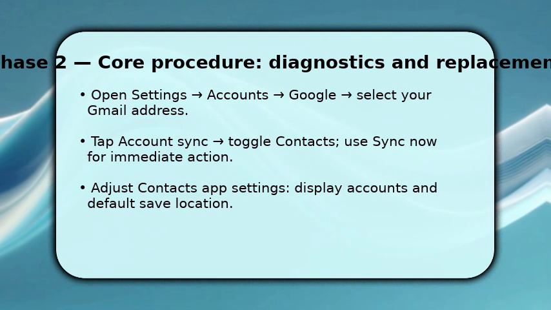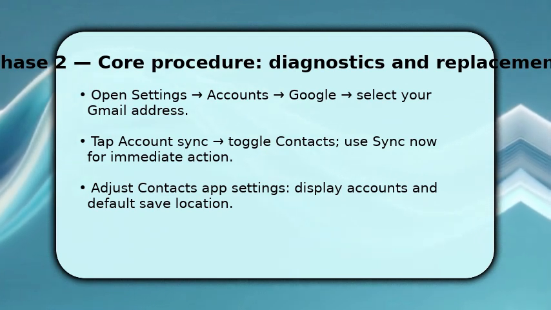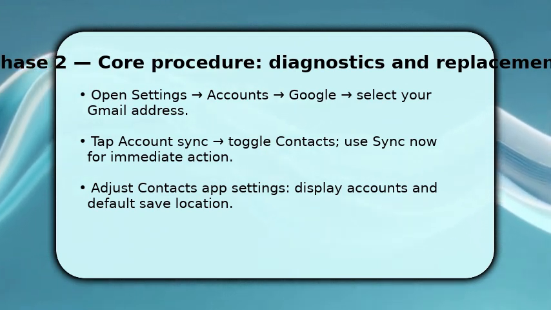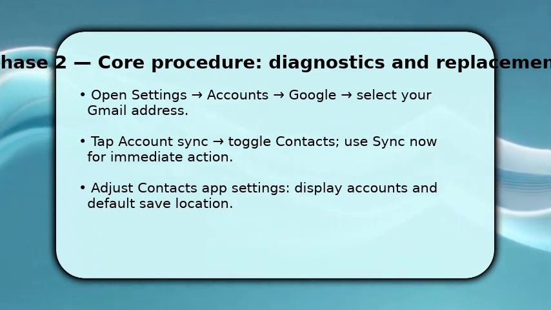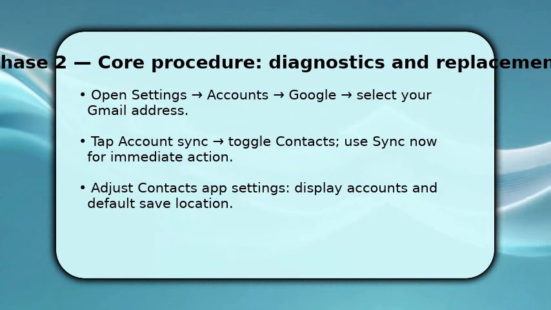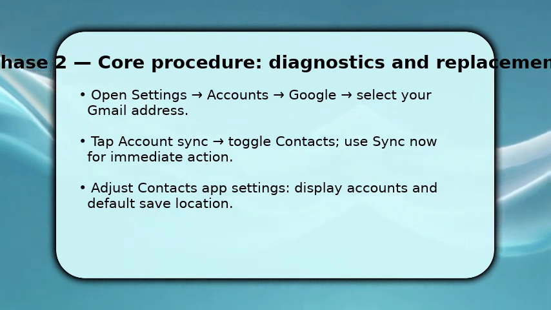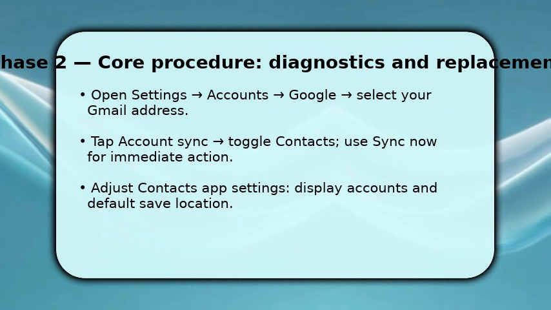You'll see Contacts listed. Toggle it on, and then hit the three-dot menu or Sync Now to trigger an immediate sync. Make sure the Contacts app displays contacts from your Gmail account by opening Contacts, tapping Menu, and selecting Contacts to display. Also set your default save location to Gmail.